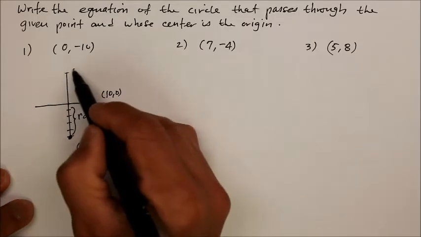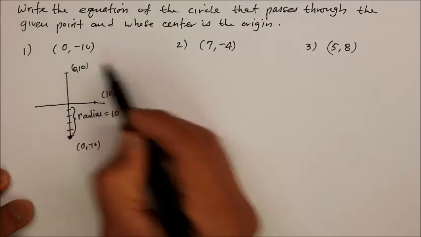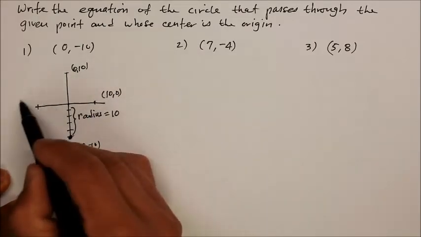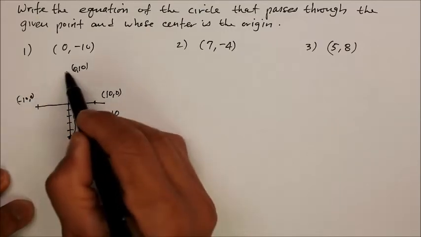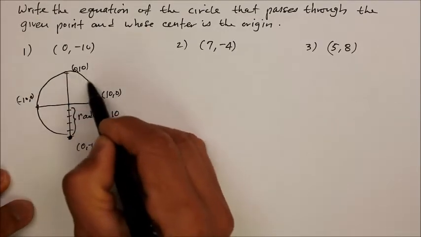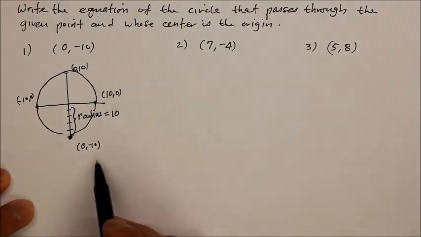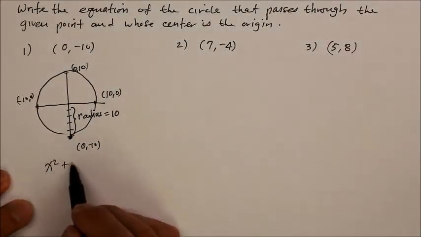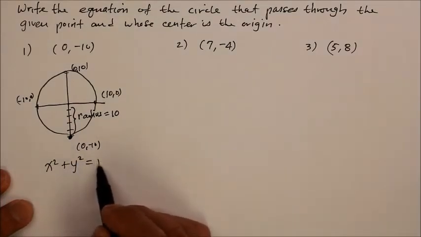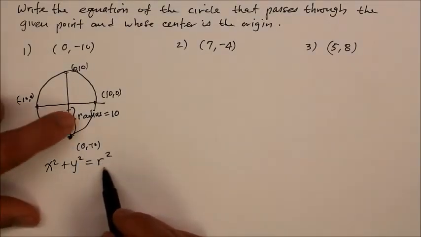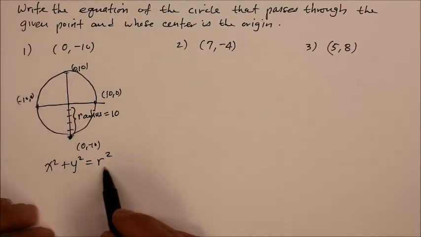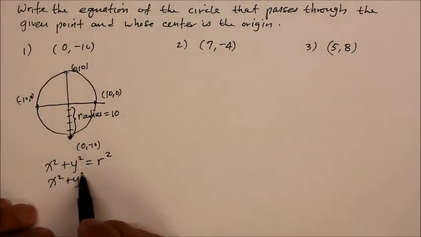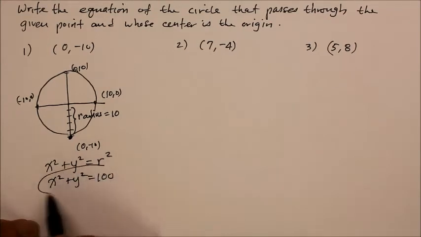Then it must be 0 and 10 here. And it must be negative 10 and 0 here. So here's how we would draw the circle if we had to. And how do you write the equation? Well, the standard form is x squared plus y squared equals radius squared. And radius is 10. And since radius is 10, you put 10 inside. 10 squared simply becomes 100. That's the standard form.